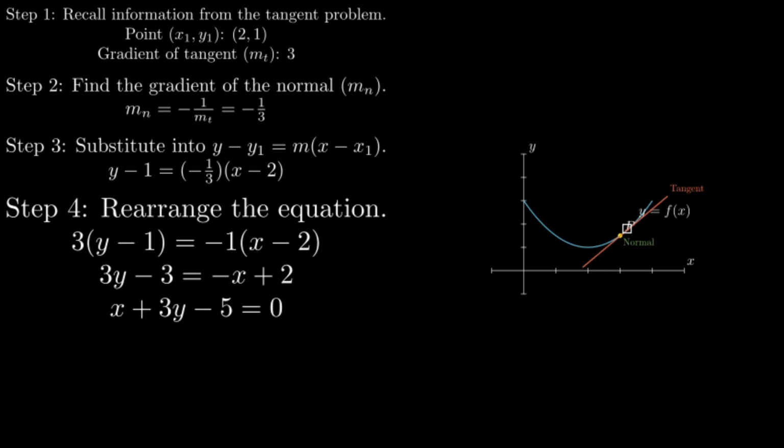So we've now seen how to find the equation of a normal line. The process is just like finding a tangent, but with one extra step, finding the negative reciprocal of the gradient. We have successfully met our objectives for this section.